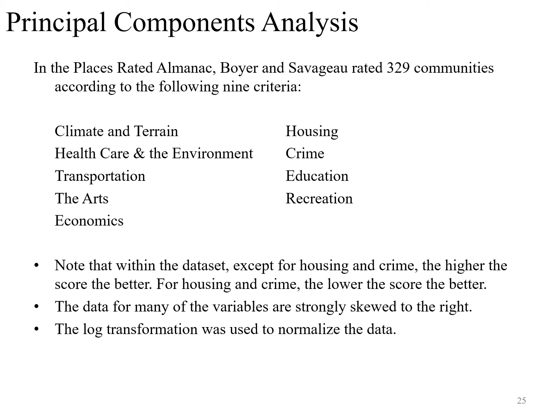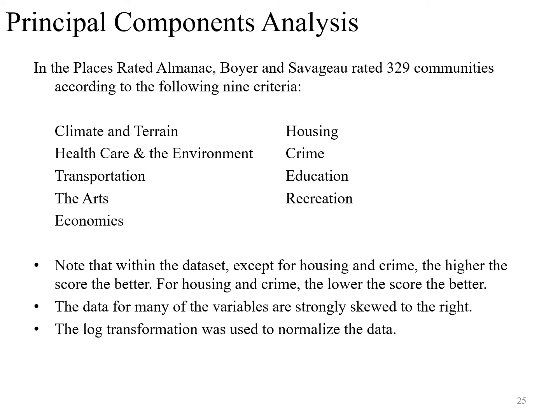That is, you'd prefer to have lower housing costs and you'd prefer to have less crime. So this is an important thing when you're interpreting PCA: you need to look at what an increase in a particular variable actually means, whether that's a good thing or a bad thing. It all depends in the context of that variable, right?